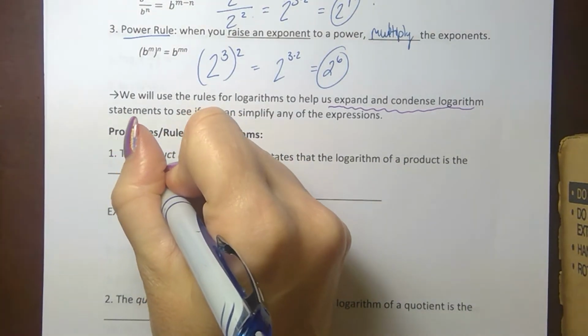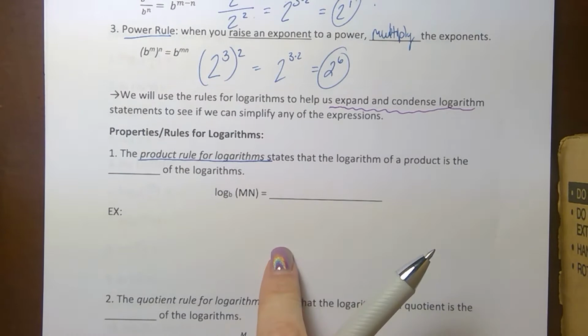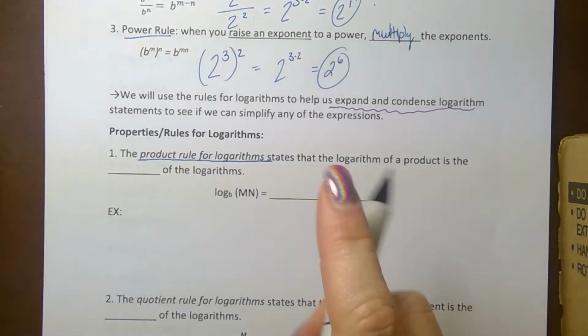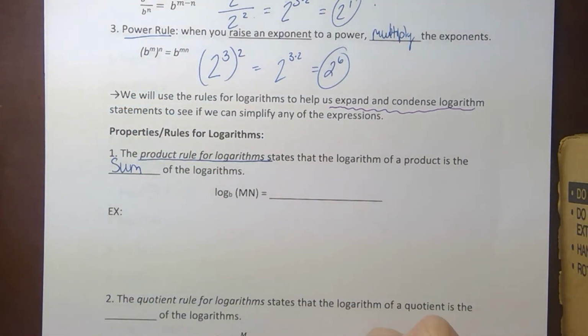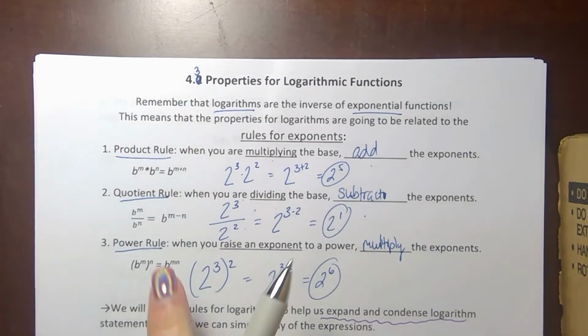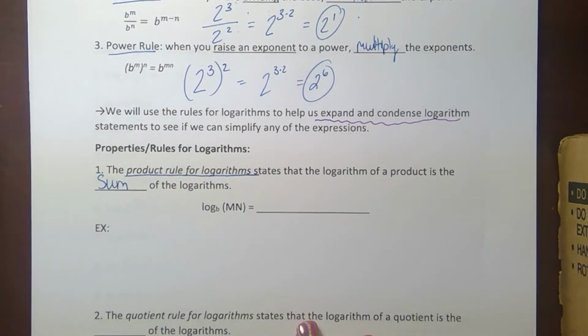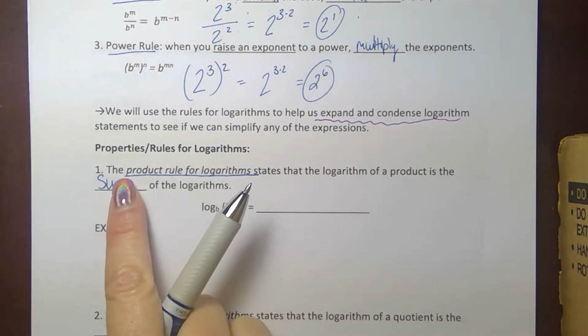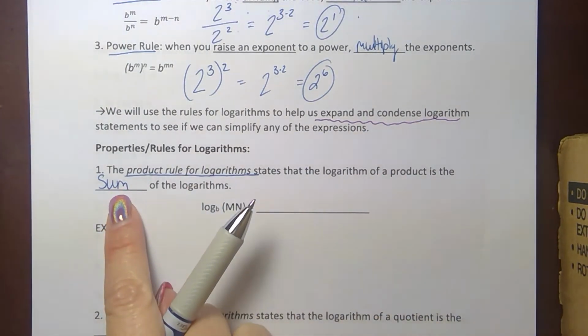The product rule for logarithms. So we talked about the product rule for exponents. Now we're going to apply that same reasoning to the product rule for logarithms. The product rule for logarithms states that the logarithm of a product is the sum of the individual logarithms. Just like my product rule for exponents, multiplication is tied to addition. My product rule for logarithms, the multiplication is tied to addition again. The product is the answer to a multiplication problem. The sum is the answer to an addition problem.